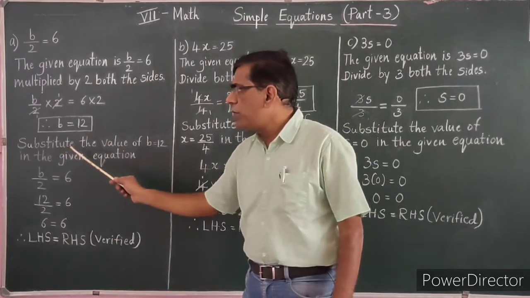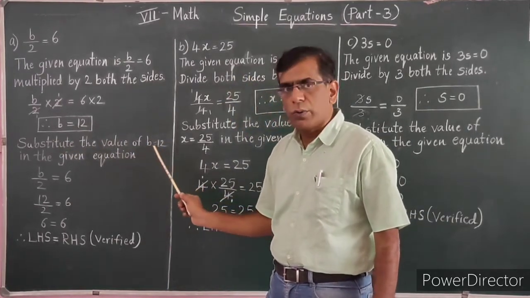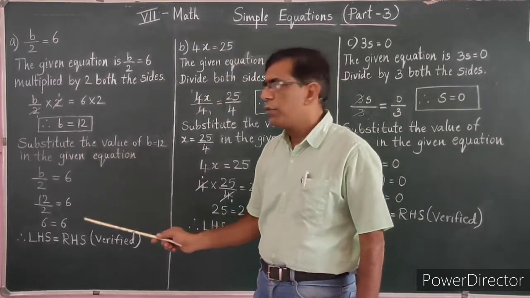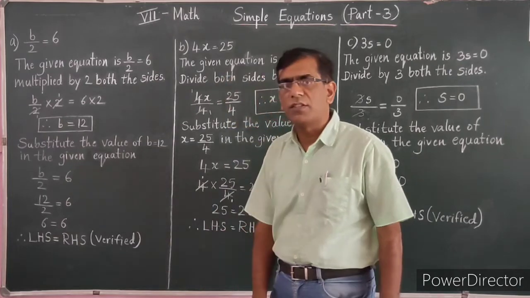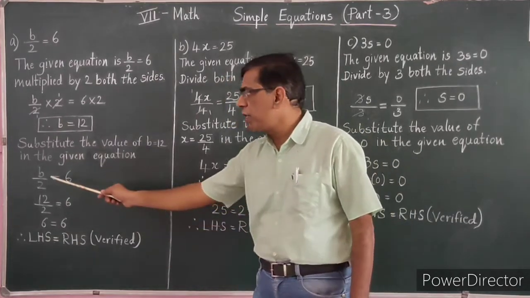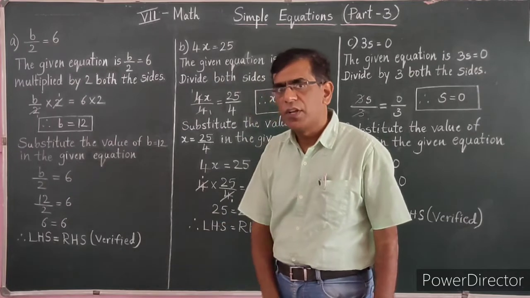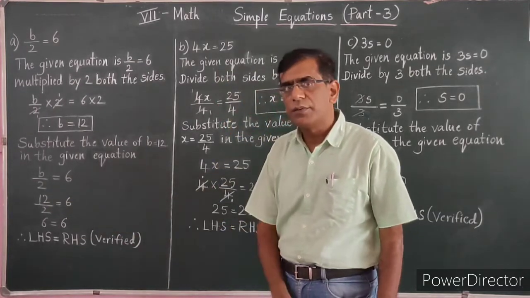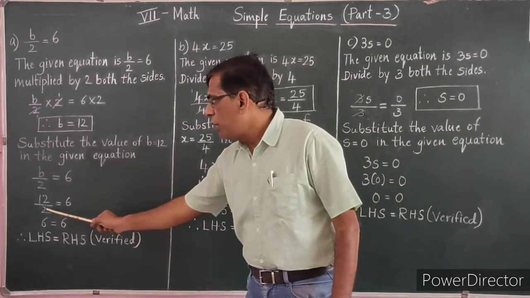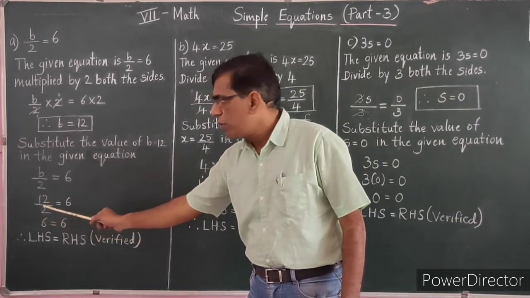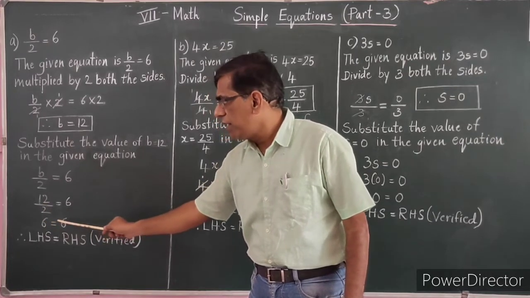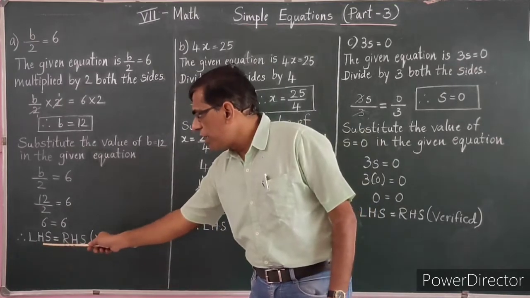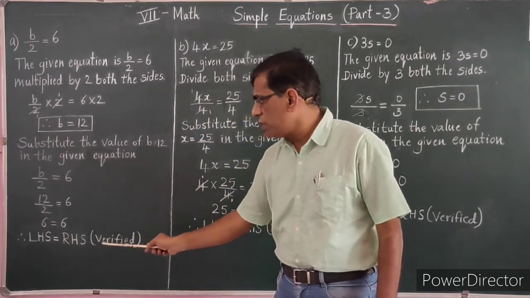Now, substitute the value of b equal to 12 in the given equation. The given equation is b by 2 is equal to 6. The value of b is 12, so 12 by 2 is equal to 6. Now, 2 sixes are 12, so 12 by 2 is equal to 6. RHS is also 6. Therefore, LHS is equal to RHS is verified.